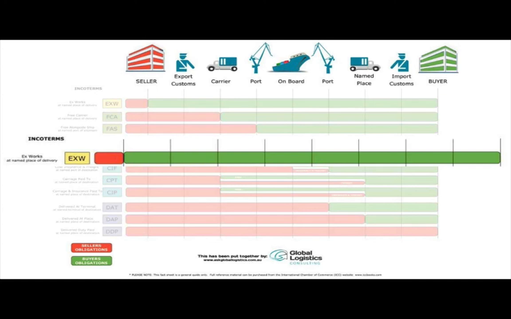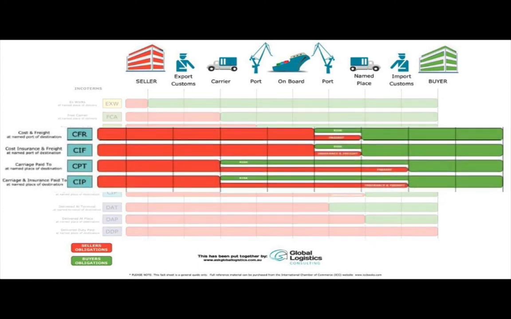The E series is the opposite. It is the least restrictive on, or at least imposes the least obligations on the seller. Basically, the seller says, I have it at my place of business, and the buyer is responsible for picking it up and shipping it back home. And they're called E, and it refers to Ex Works at the named place of delivery. The buyer has to pick it up.